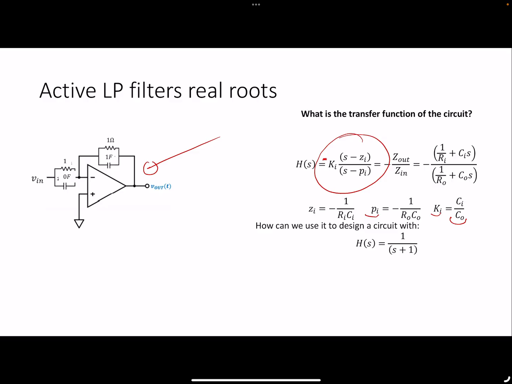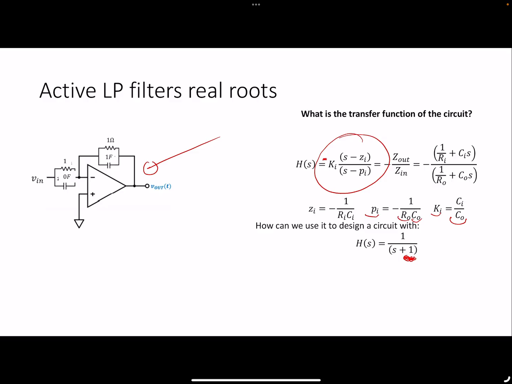And so we can basically choose whatever value, as long as the product of Ro and Co is equal to 1, we can design a circuit with a pole at 0. Is this clear to everyone? Yes, no, maybe?